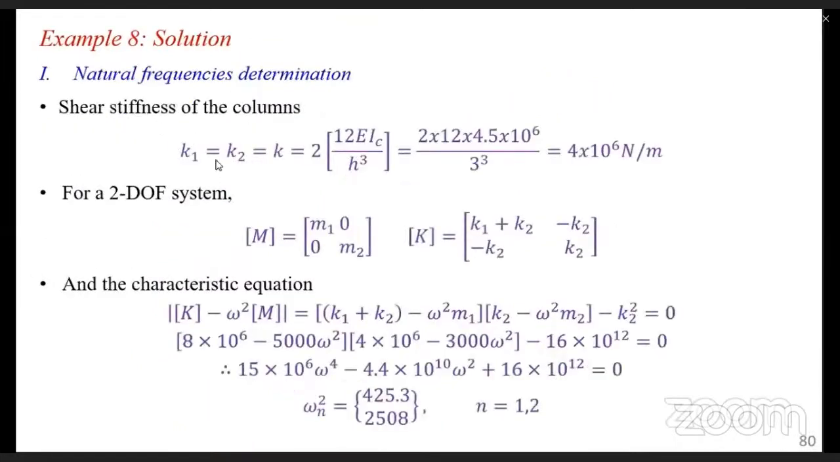And you're saying K1 is equal to K2. To get the K for the first floor level, which has 2 columns, of course they are in parallel, so you just need to add them: 12 EI over L cubed, where L is H, the height. That gives the stiffness of the column. Now for a 2 degree of freedom system, we have the mass matrix, M1, M2. Remember, this matrix is very easy to recall because we only have components on the main diagonal, and the other elements are equal to 0. Same case with the stiffness matrix: K1 plus K2, minus K2, like that.